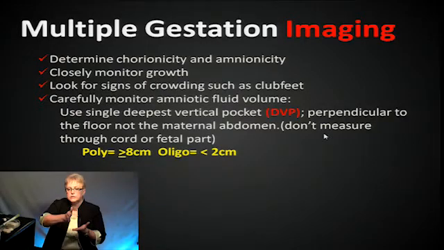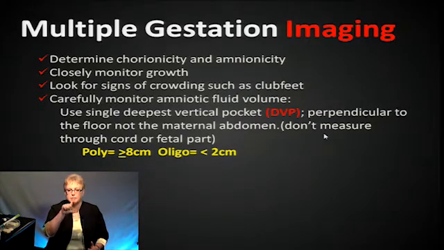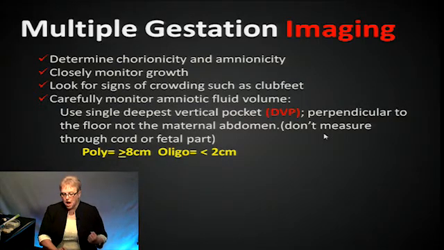And I know some papers, or some articles, will tell you to do it transversely versus sagittally. It doesn't matter as long as you're AP. I mean, if you're AP, it doesn't matter which way you look at it, it's still an AP pocket. So make sure that you don't measure through the cord or fetal part. Polyhydramnios is a deepest vertical pocket greater than 8 centimeters, and oligo is less than a 2 by 2 centimeter pocket.